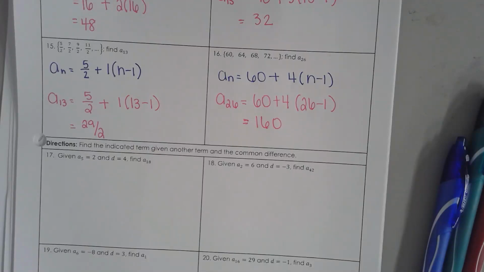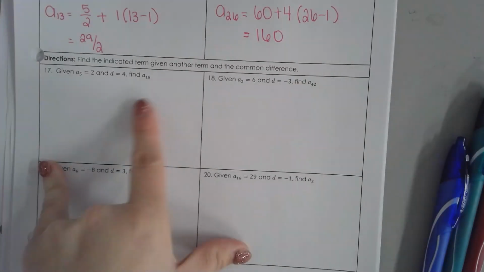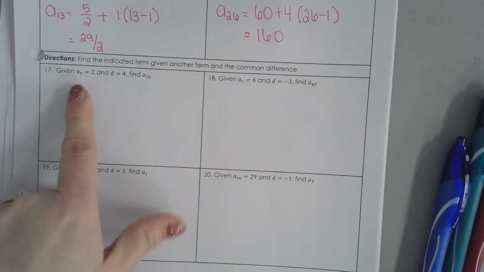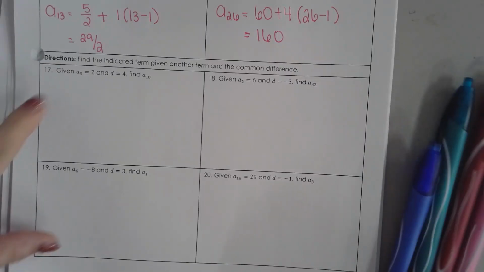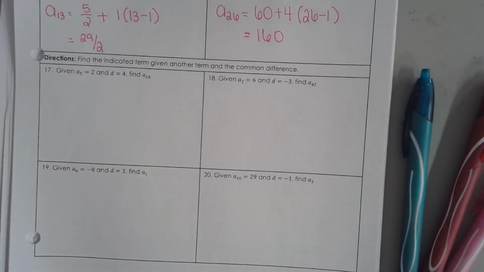Alright, so the next 4. Now these, it would be helpful to write out the formula because we're not going to use A1. We're going to use the term that we're given to find another one. So we have to make that change in our formula. So if we're given A5, let's use A5, but what do we also need to change?